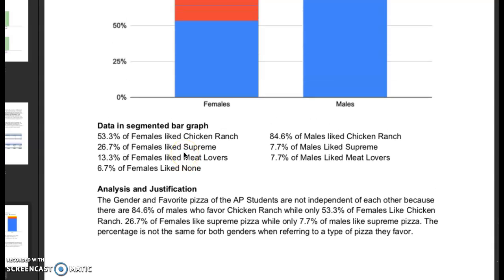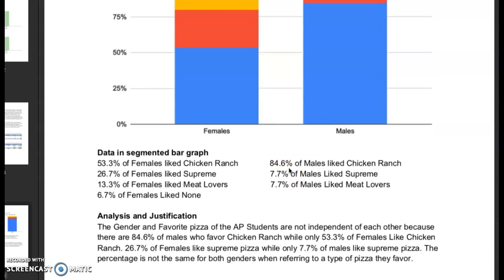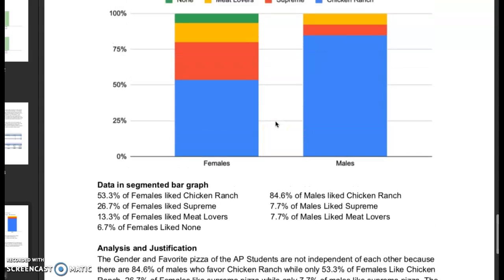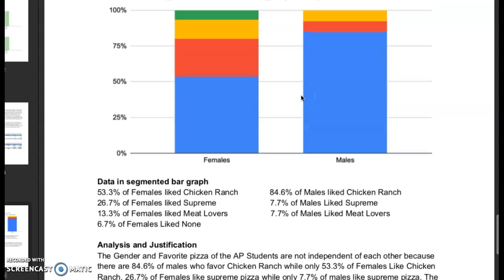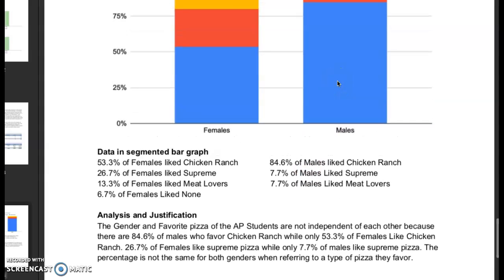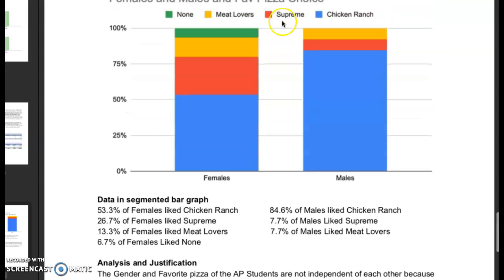The gender and favorite pizza flavor of the AP students are not independent of each other because 84.6% of males favor Chicken Ranch, while only 53.3% of the females like Chicken Ranch. Here's another example: 26% of the females like Supreme, while only 7.7% of the males like Supreme pizza. So the amount of females who like a certain flavor and the amount of males who like a certain flavor are not similar to one another. They differ a lot, so they are not independent of each other. The percentage is not the same for both genders when referring to a type of pizza that they favor.